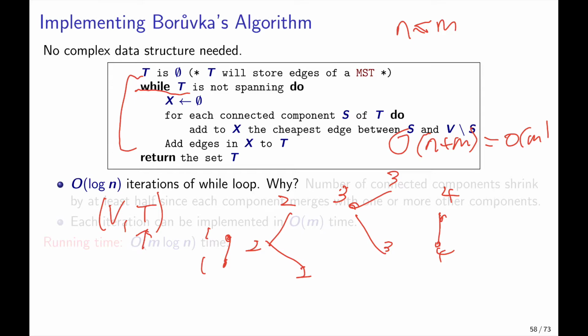So we just scan all the edges in the graph, and because we know which connected component the two endpoints of every edge belong to, we maintain the minimum edge connected to each one of the connected components, right? So every edge is a candidate for two connected components, and we can update the minimum edge in constant time. So in O of M time, we can compute for every connected component the cheapest edge adjacent to it. And now we just take all those edges and add them to T. Cannot be easier than that, right?